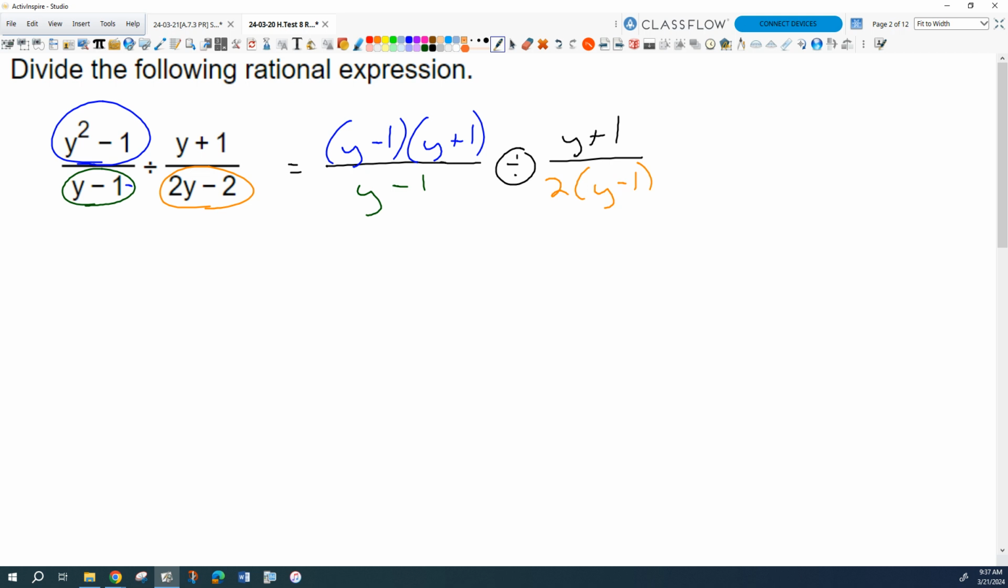Because some of these exclusions might go away when I flip this fraction, right? I may not see them anymore, but anytime I have a denominator in a fraction, I have to exclude zeros of that. So before flipping, we start our exclusion list. What can y not equal? 1, so far, right? Okay, good. Now we're going to flip.